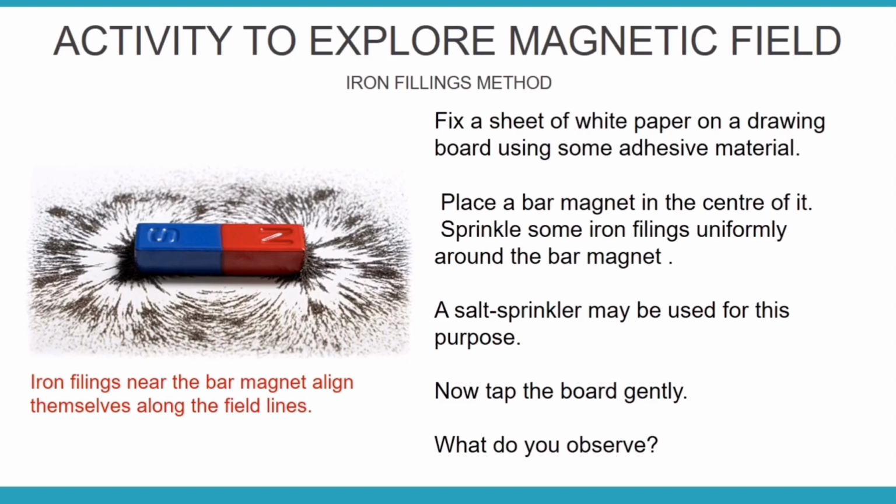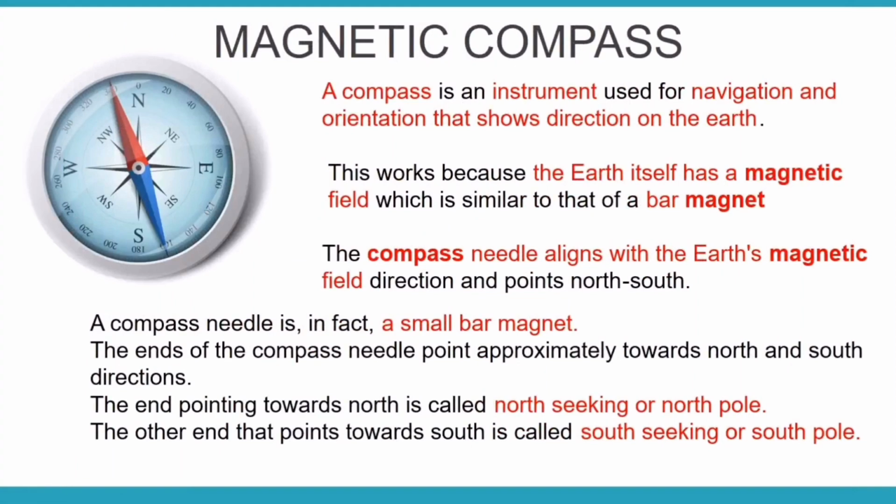Before seeing that, I would like to explain what a magnetic compass is. A magnetic compass is an instrument used for navigation and orientation that shows direction on the earth. This works because the earth itself has a magnetic field which is similar to that of a bar magnet. The compass needle aligns with the earth's magnetic field direction and points north and south.